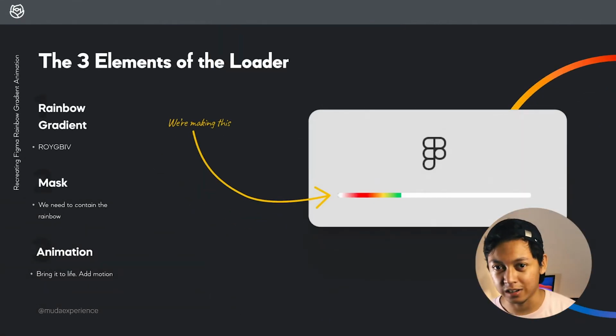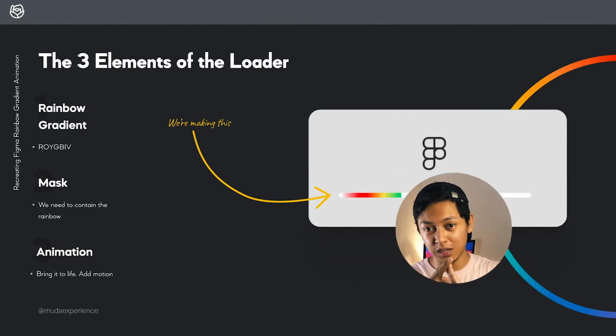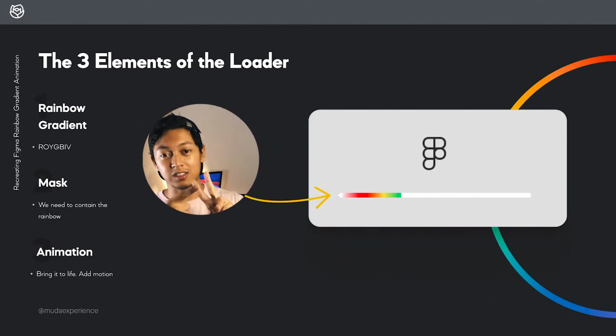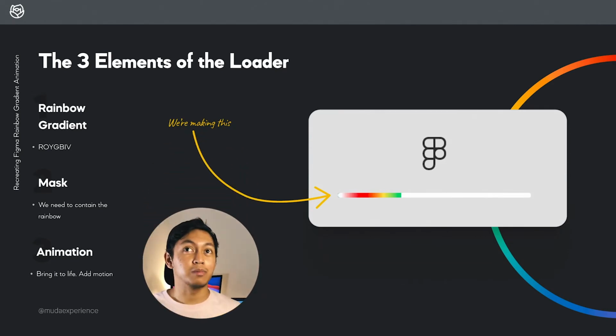Okay, so let's get started. My name is Muda, and I'm going to teach you how to make this rainbow loader in Figma. Now, there are three elements to this rainbow loader. The first being the rainbow gradient, the second being the mask, and then the third is probably the most complicated element of it all, and that's animating it.